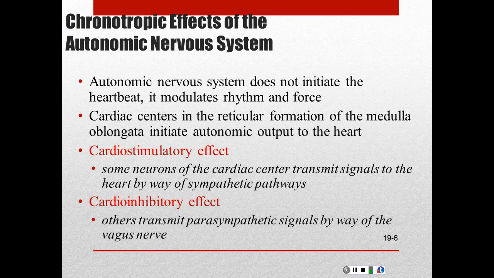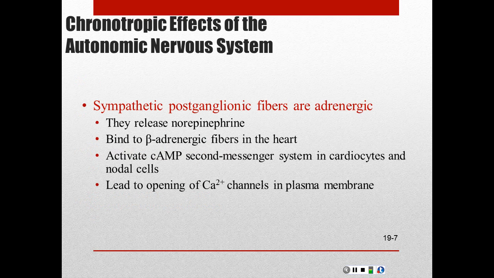The reticular formation of the medulla oblongata contains cardiac centers that initiate the autonomic output to the heart. Some neurons have a cardiostimulatory effect, and it transfers signals to the heart by way of the sympathetic pathways. Others have an inhibitory effect communicated by way of the vagus nerve. The sympathetic postganglionic fibers are adrenergic and release norepinephrine that binds to the beta adrenergic receptors in the heart.